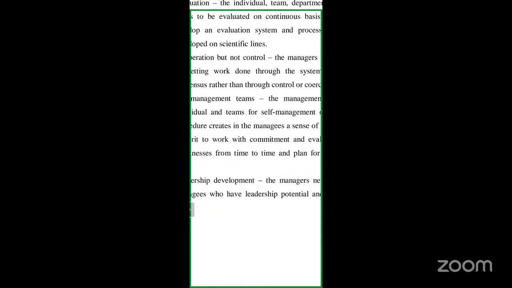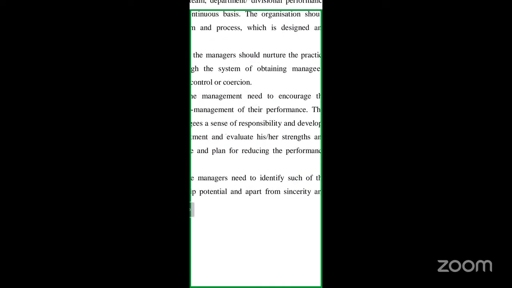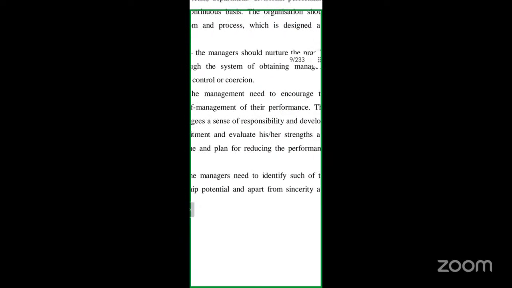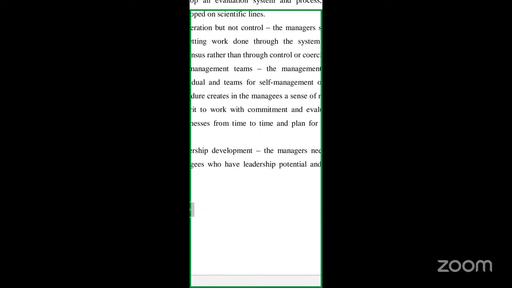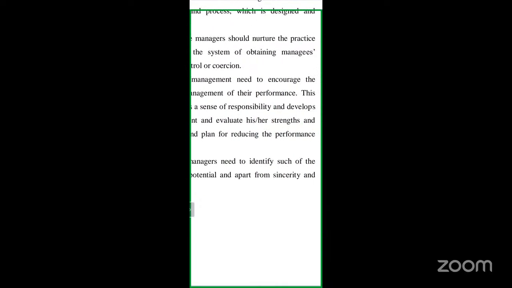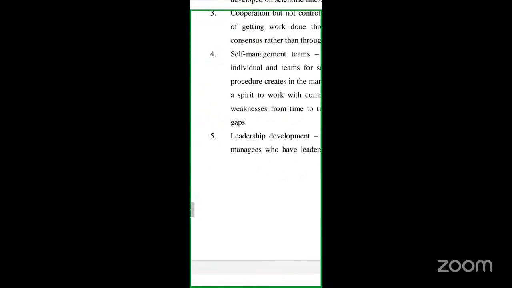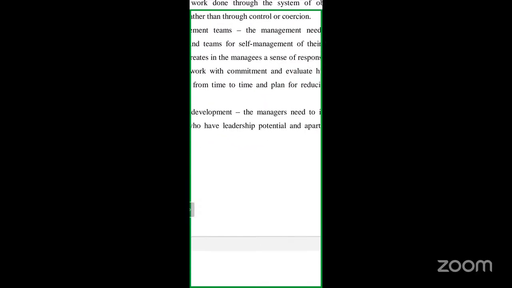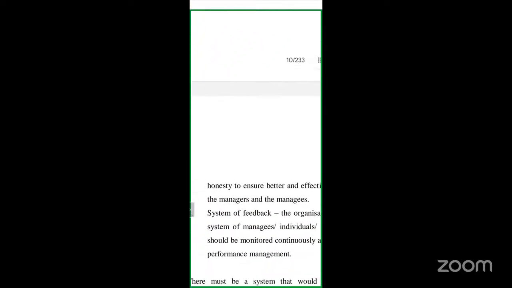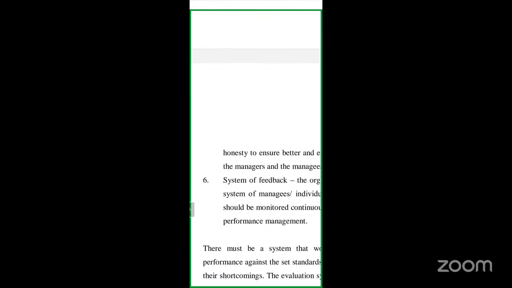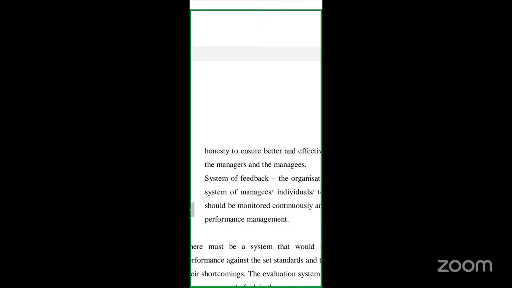The management needs to encourage individuals and teams for self-management of their performance. By doing this, it creates in the managers a sense of responsibility and develops a spirit to work with commitment. The commitment of each employee and evaluating his or her strength is also very important in order to achieve good performance of the goal. Then the leadership development. The manager needs to identify those managers who have leadership potential and, apart from sincerity and honesty, ensure better and effective two-way communication between the managers and the managees. This is also an important characteristic to achieve performance.